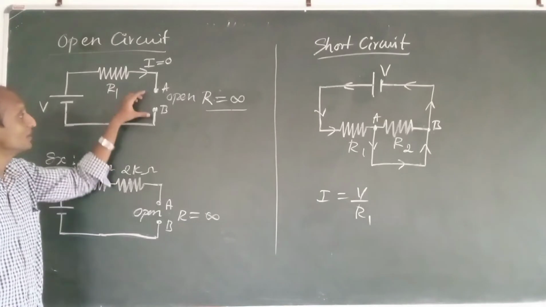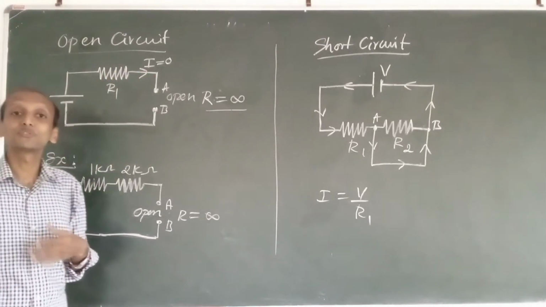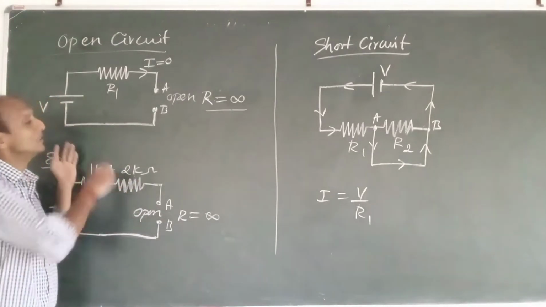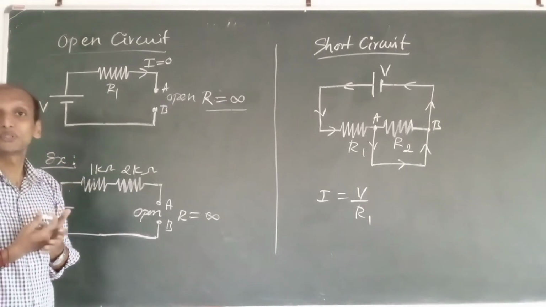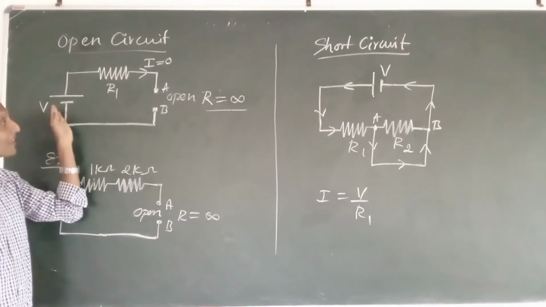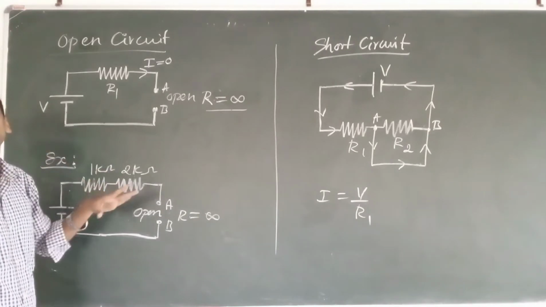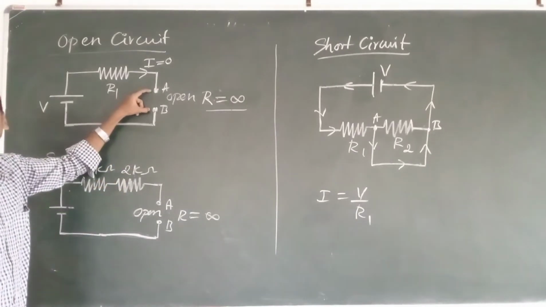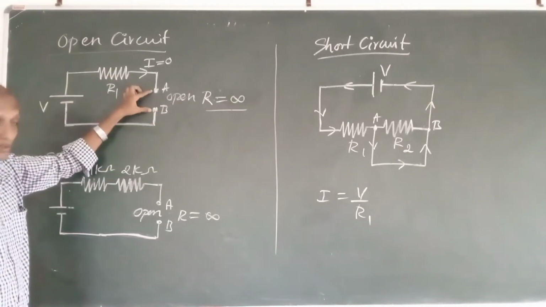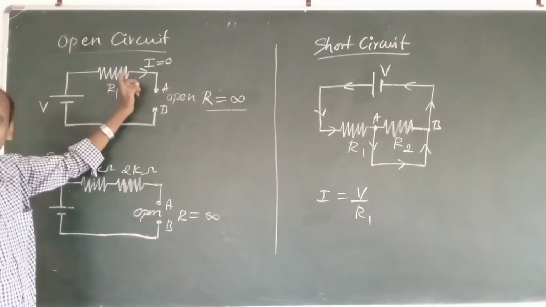Open circuit. Because of this open circuit, the current will not flow, because current flows only in a closed loop, isn't it? We know that current always flows in a closed loop or closed circuit. Here we have applied some voltage, and because of this voltage, some current has to flow. But here the current will not flow. Why? Because there is some opening in the circuit, and because of this opening, the circuit is called an open circuit.